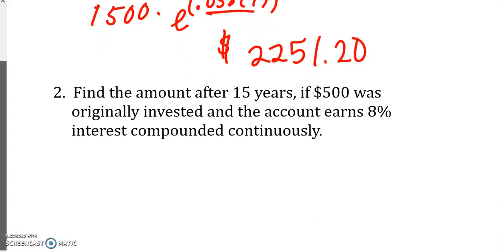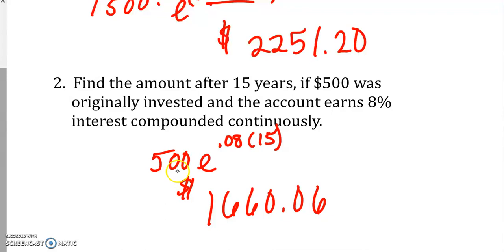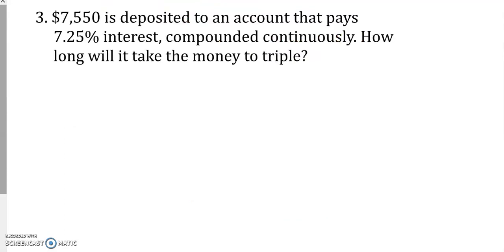Okay. And if you'll do this one by yourself, it's exactly the same thing. So try that one. 500, that's my principal, E to the power of 0.08 and compounded for 15 years. So just multiply it out. Compounding continuously should make you more money because it's taking the interest you make every single day and compounding it on top of each other. So it moves faster. Okay, and now let's look at one that's going to require a log.